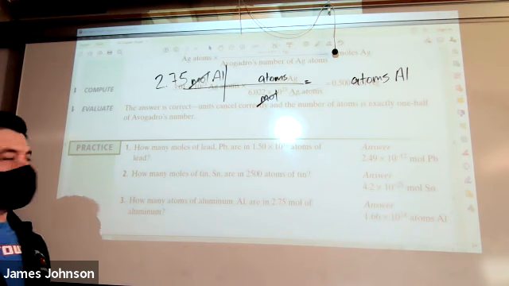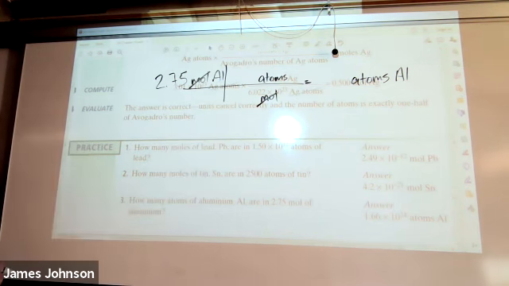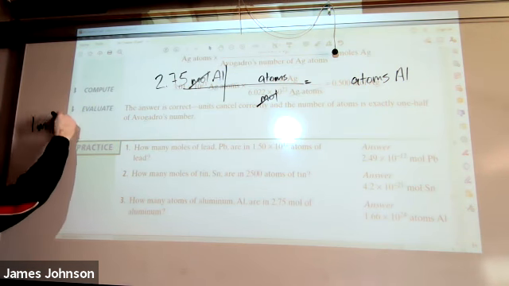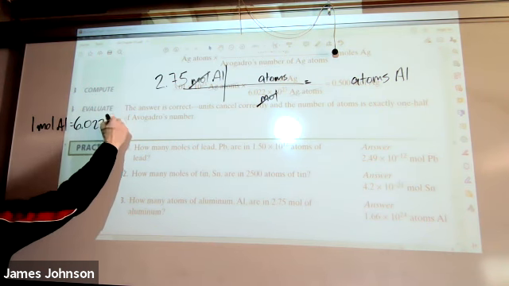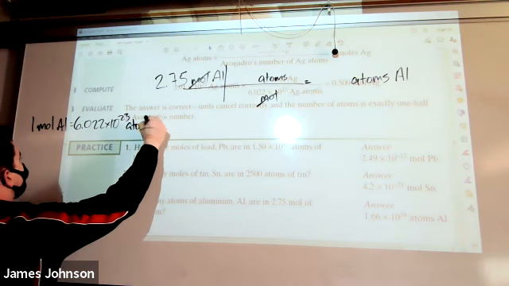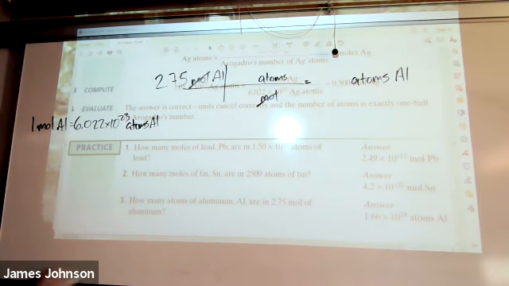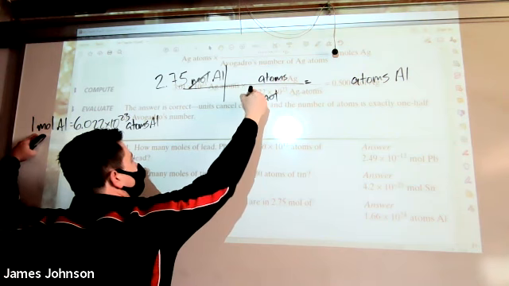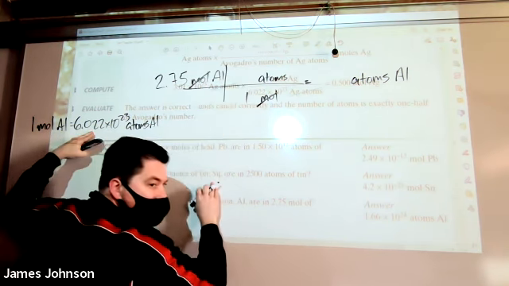Well, good old question. How do I know what numbers to put here? Well, what's your statement of equality? 1 mole of aluminum is equal to 6.022 times 10 to the 23rd atoms of aluminum. So what number do I put in front of moles? Whatever number I have in front of moles over here. What number do I put in front of atoms? Whatever number I have in front of atoms over here.